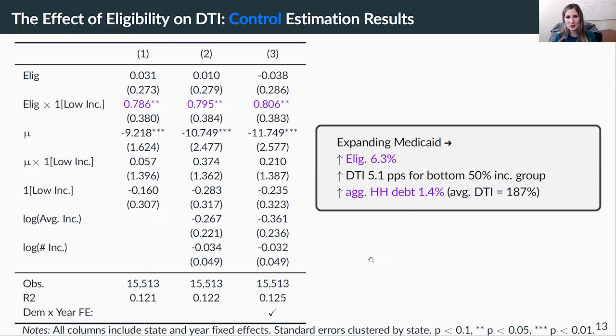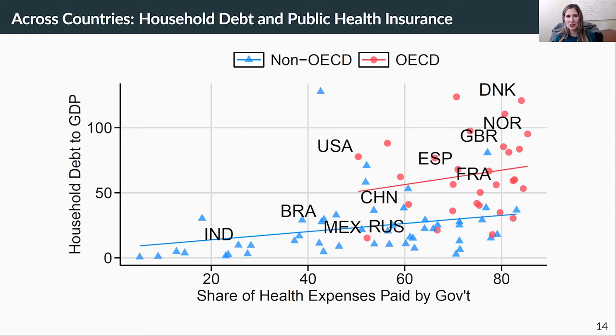The last empirical result that I want to show is actually going to zoom way out, and we're not going to talk about causality here, but I think it's a nice piece of motivating evidence. What we're looking at here is debt to GDP ratios across countries, and we're plotting it against the share of health expenditures that are covered by the government. So further to the right, we want to think of that as countries that have more social insurance.